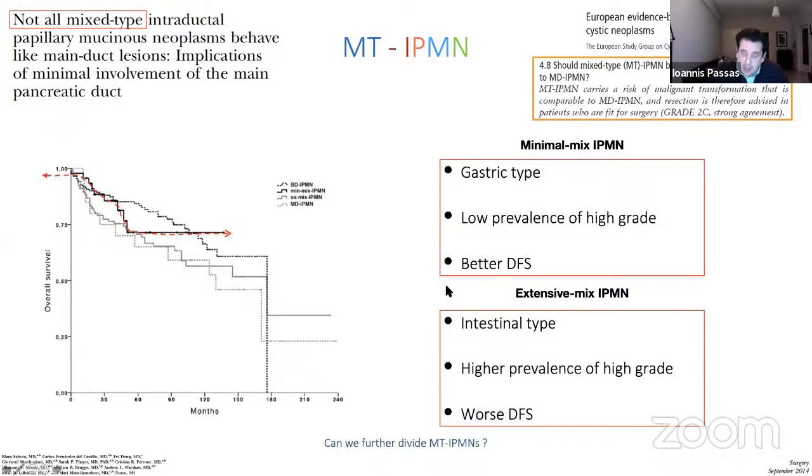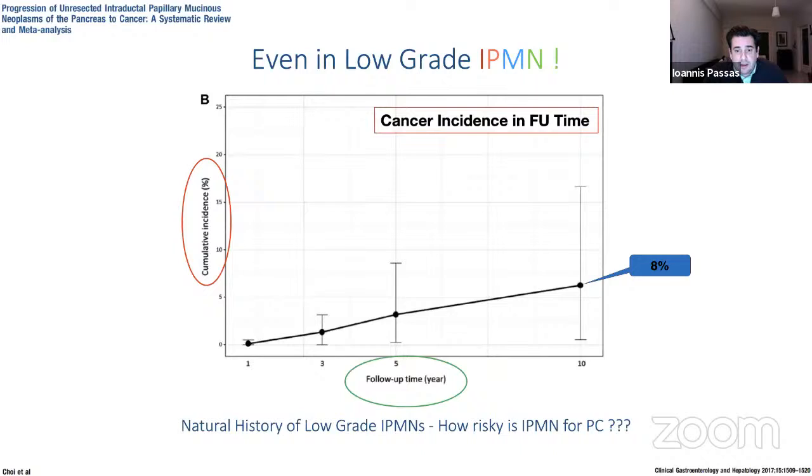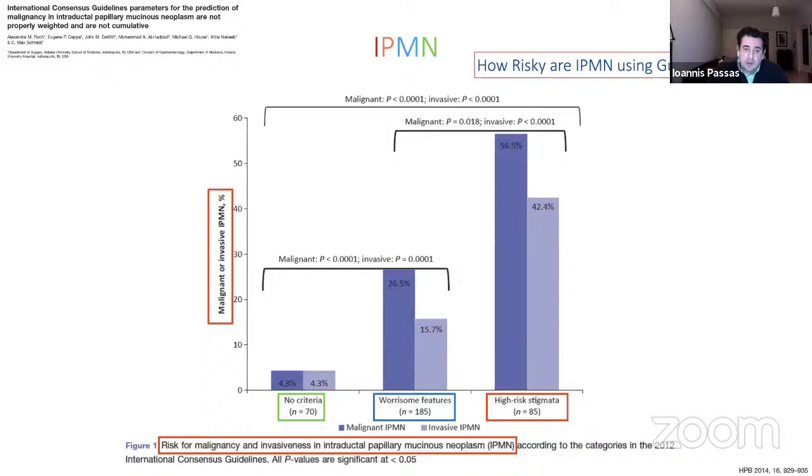Even the low grade IPMN, we need to be careful with them. They have an 8% overall cumulative incidence of cancer progressing in time. When we use all the criteria that we have in the different guidelines, so when an IPMN has no criteria, seems absolutely innocuous, pay attention. It nevertheless has a 4.3% risk of being malignant or having an invasive IPMN. Obviously, this percentage rises when we have worrisome features or high-risk stigmata.